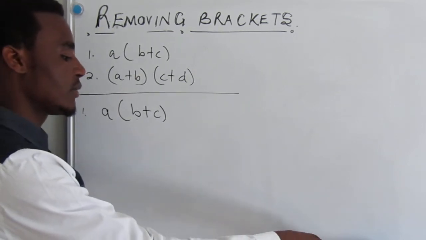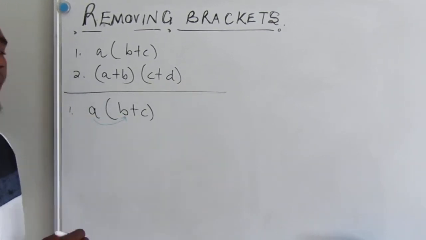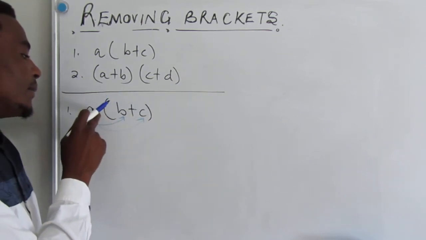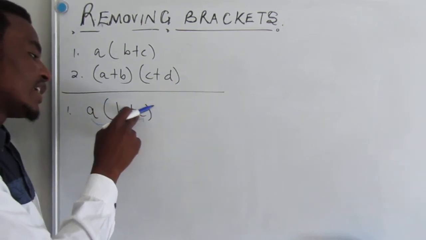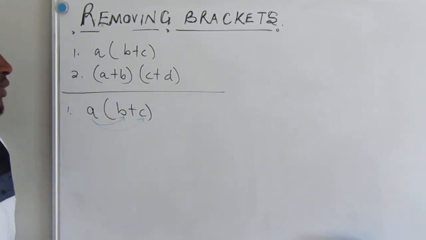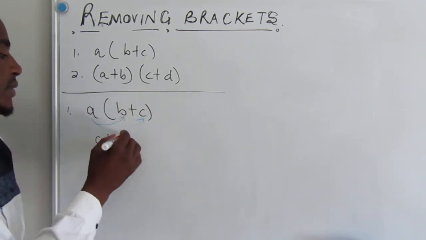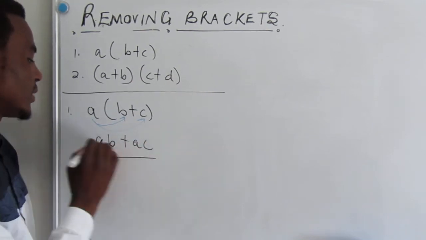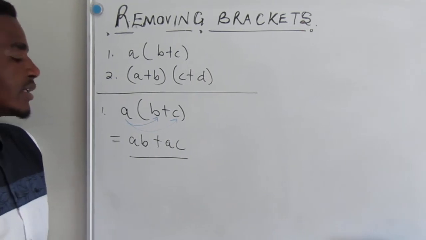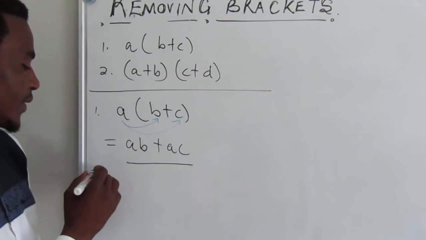So in this case, what I am saying is, a times b, again a times c. Multiply each and every term inside the brackets by the term outside the brackets. So this gives us a times b, we get ab, a times c, we get ac. So this is the result. Let us look at an example. Let me explain this concept further by means of an example.